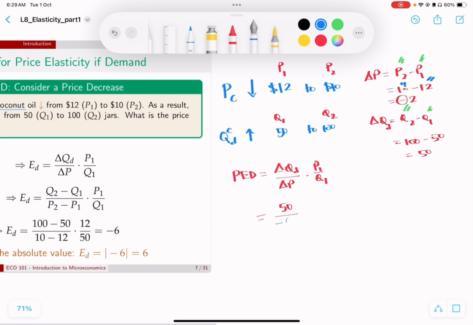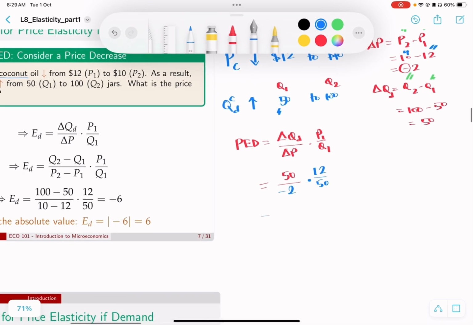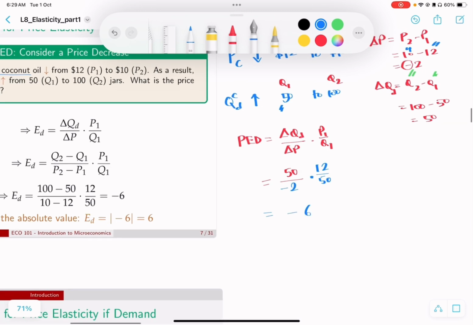So I'm going to go and write down minus 2 here. And then what was my original price? Well, that was $12. And my original quantity was Q1, right? So it's 50, okay? So now when we calculate it, we get minus 6. What did I tell you? That when you're calculating elasticity, what's important is that you remember the minus sign just tells you there's a negative relationship between price and quantity demanded. Okay, whereas the information on how elastic the demand is, it's coming from here.